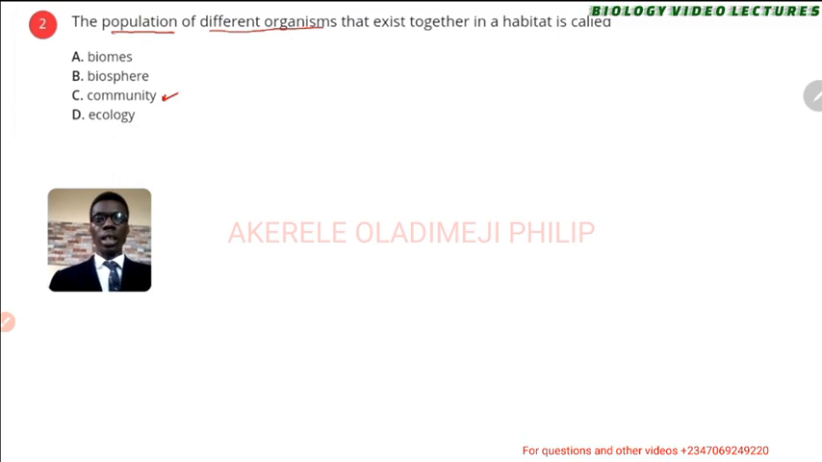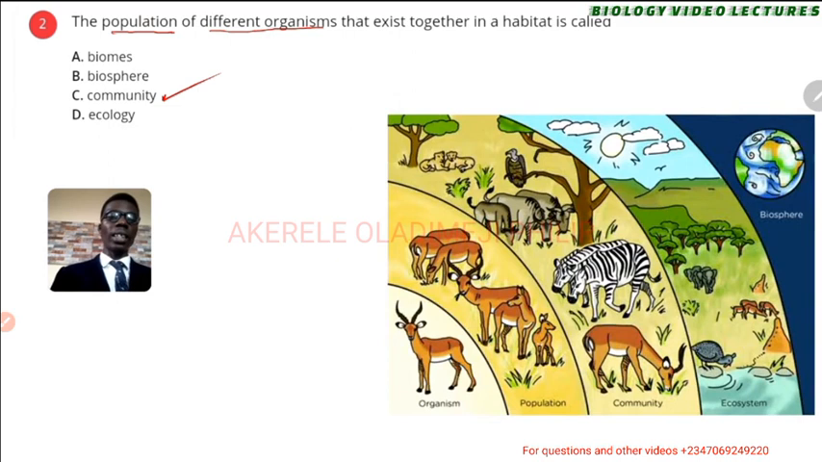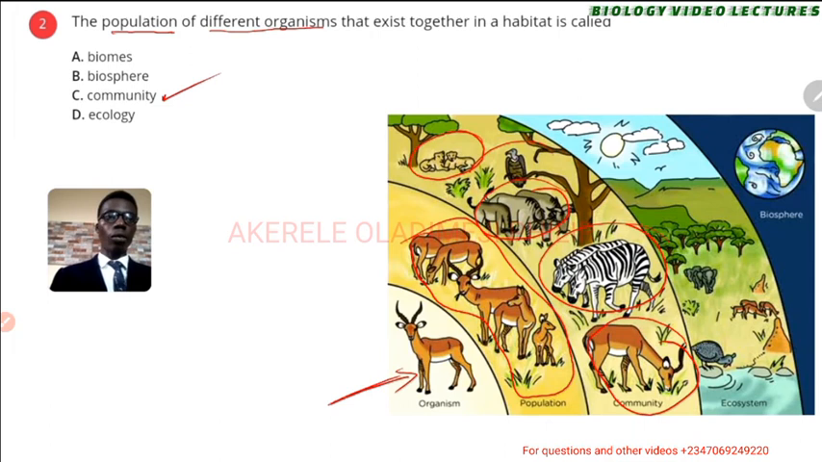Now this is what we're trying to say. This first organism here is just a single individual, then a group of the same species that can interbreed to have the same offspring is a population. Then you can see populations of gazelle, zebra, buffalo, lion, vulture, that form a community. If you now say all these communities plus their environment, that forms the ecosystem. So it is very important to understand the hierarchy of levels in ecology.